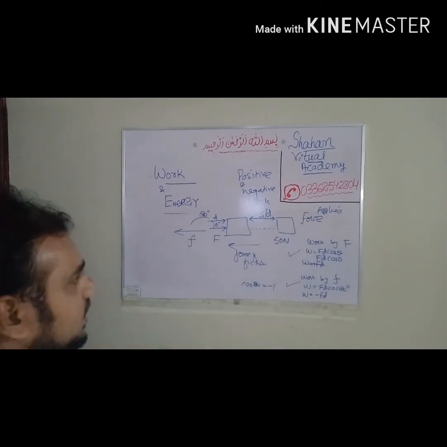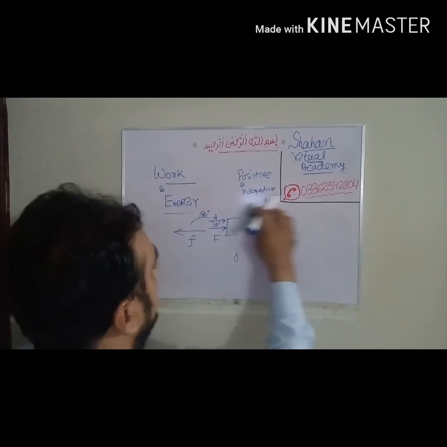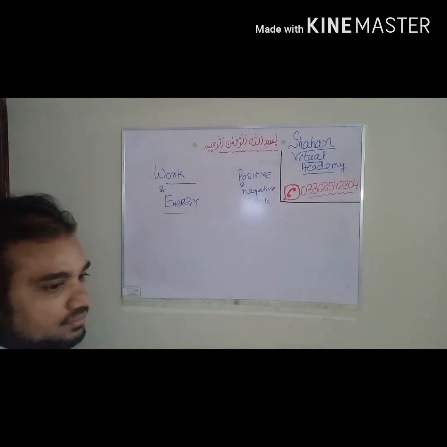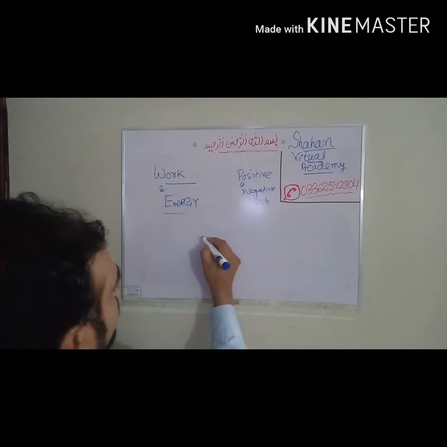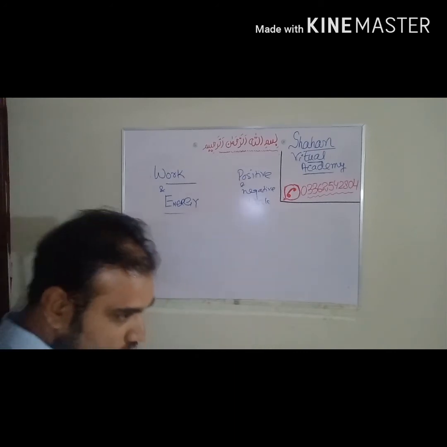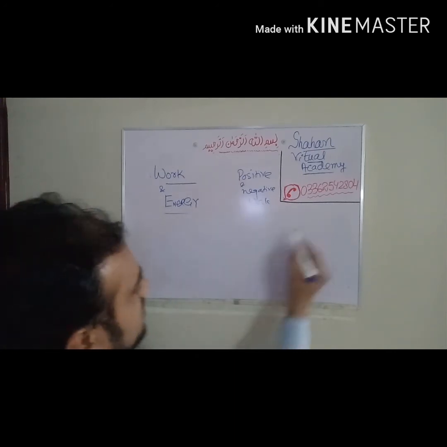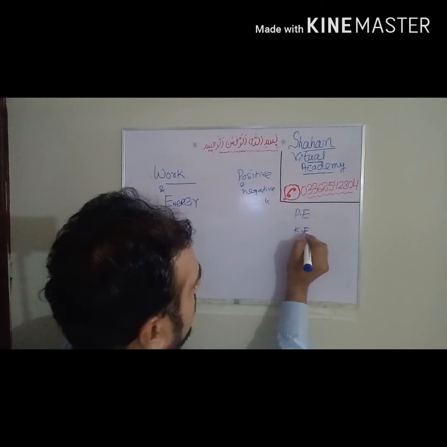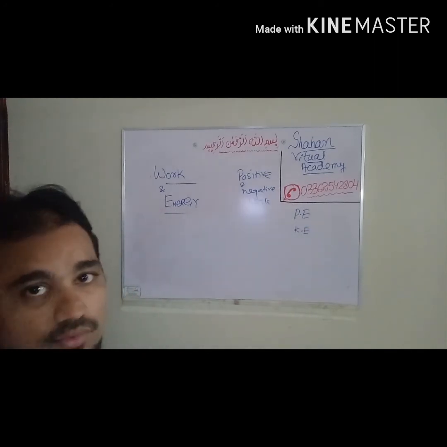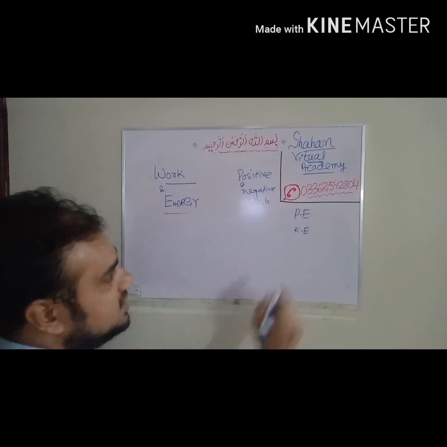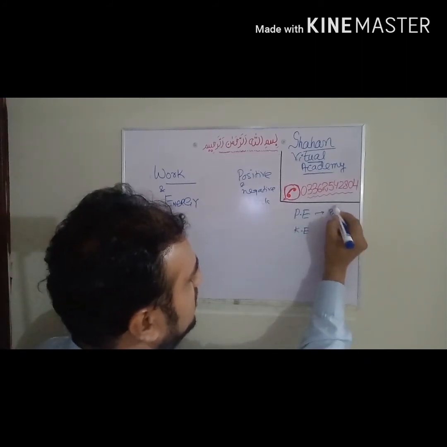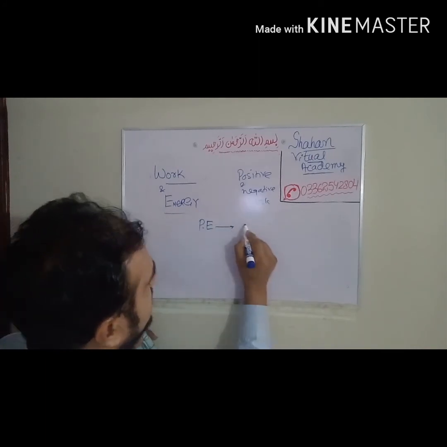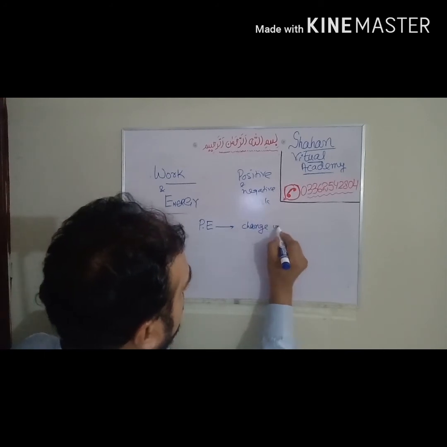Now we will discuss energy. What is energy and what is its relation with work? When a body is displaced from one position to another, which energy is changed? There are two types of energy: potential energy and kinetic energy. Potential energy is related to position, the change of position. Potential energy relates to the change in position.